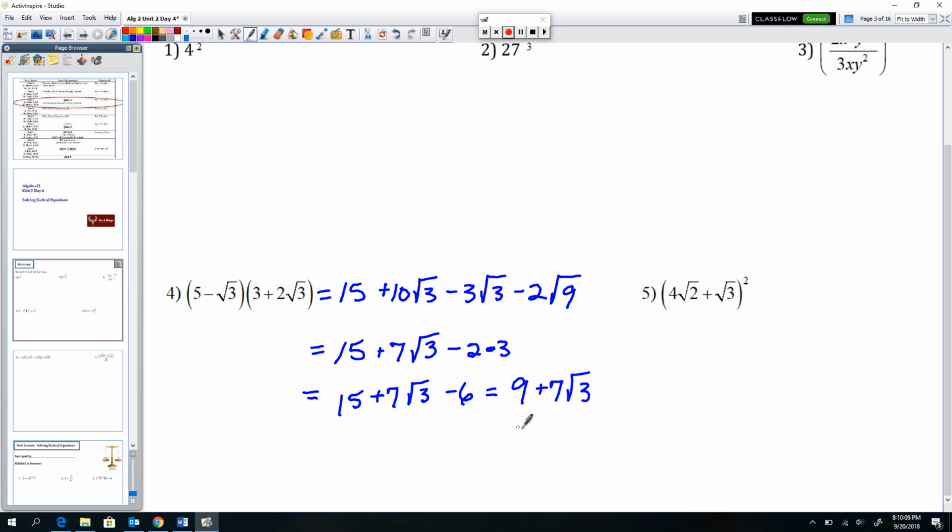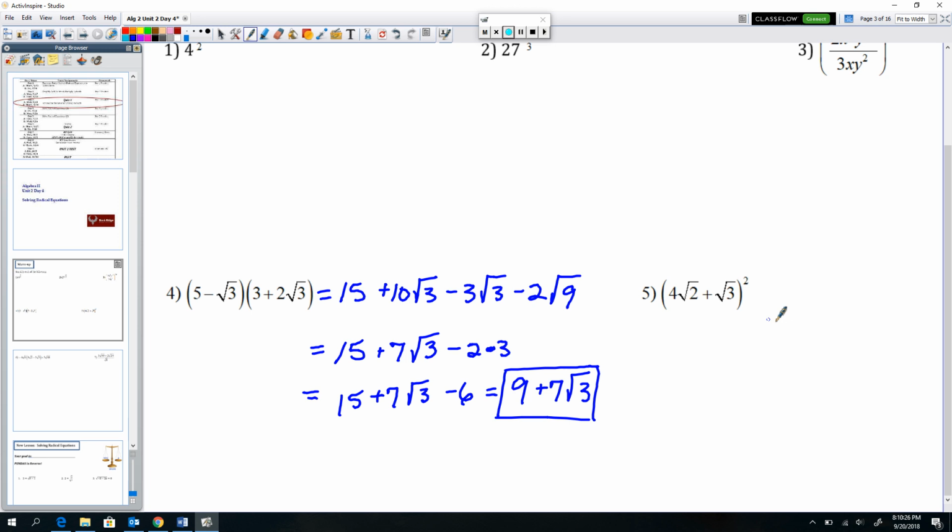Nobody else can be combined. Please do not combine this 9 and this 7. Do not do that. You have 9 and you have 7 square roots of 3. Those are not like terms. They do not get combined. Okay?